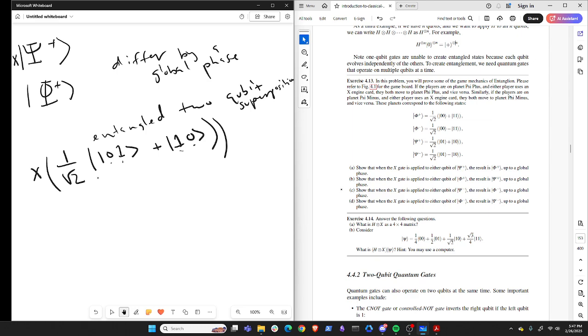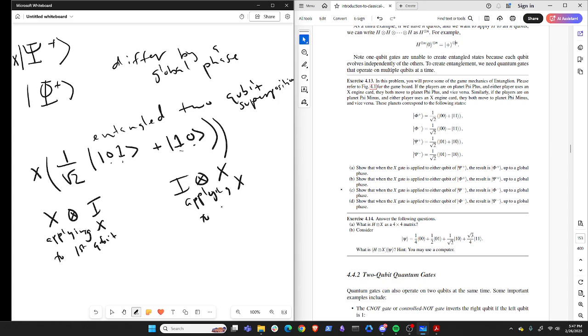We'll need a matrix form of X and I. So let's just really quick take X tensor product I, and I tensor product X. So this is applying X to the first qubit, and this is applying X to the second qubit, with identity on the first.